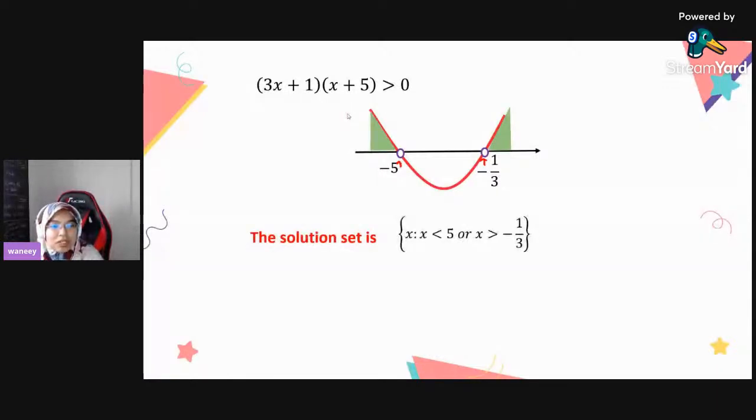So the solution set is for x less than -5. So I missed out -5, sorry for that. So x less than -5 or x greater than -1/3. Or in solution interval, it will be -infinity up until -5, -1/3 up until positive infinity. So satu solution set, satu lagi solution interval lah saya bagi. Dua-dua tertinggal negatif.